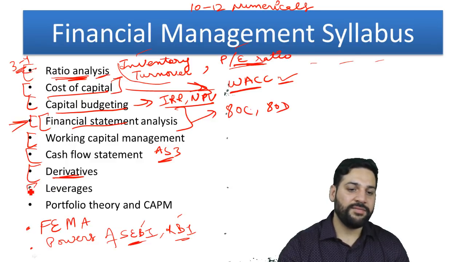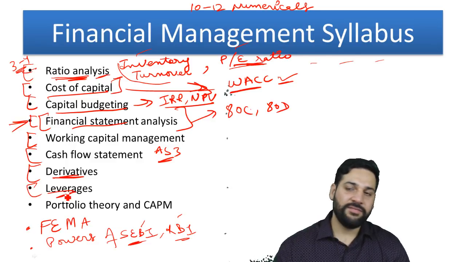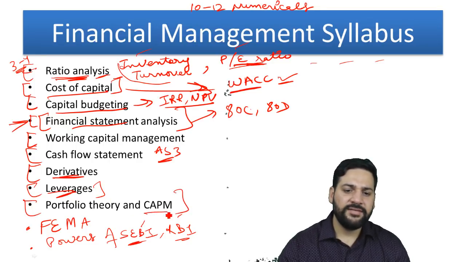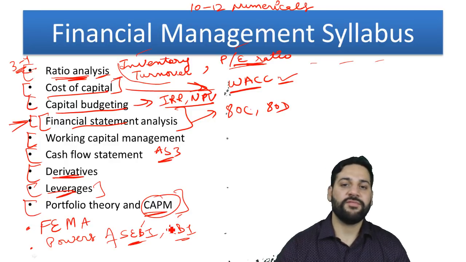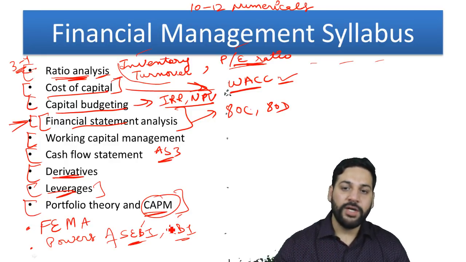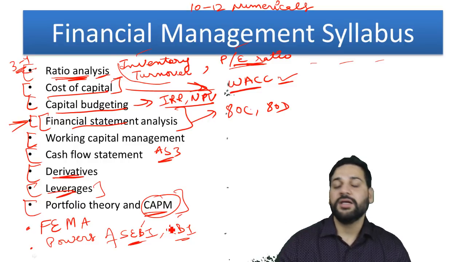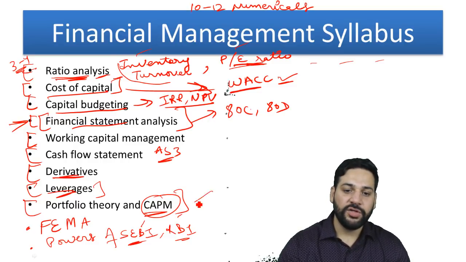So the next one is leverages. There are basically 3 kinds of leverages: operating, financial, and combined leverage. The basic formulas you need to learn, and the portfolio theory. And CAPM, you are going to find at least one question from CAPM: how to calculate the beta or calculate the market price of a security. So that's really important. The portfolio theory is important.